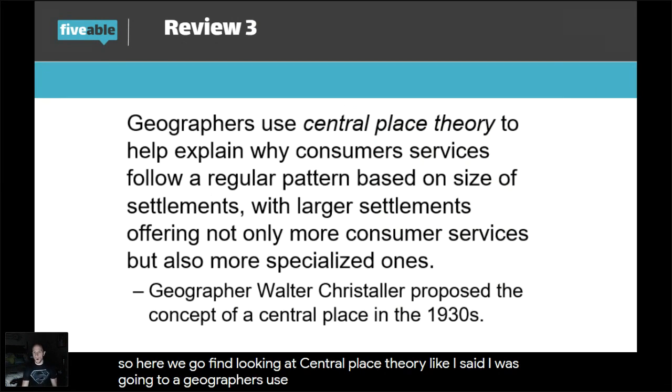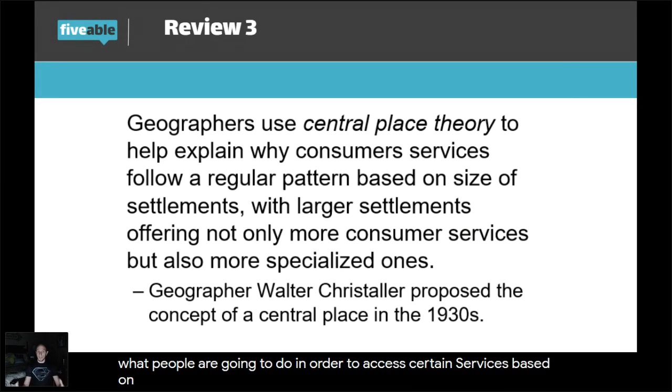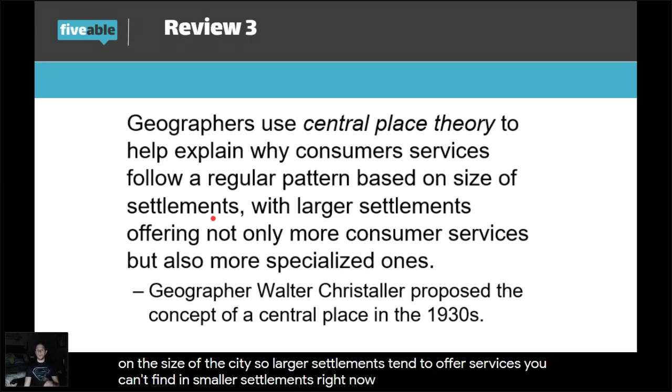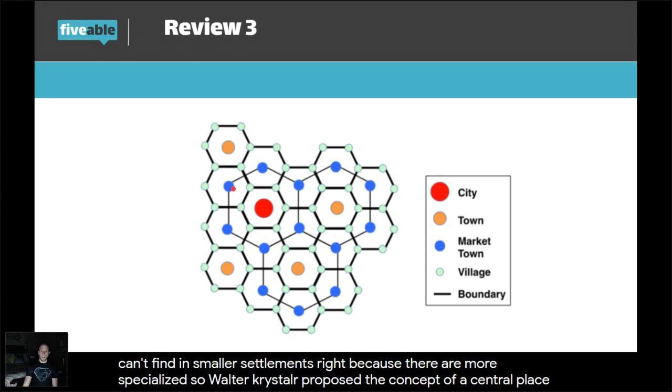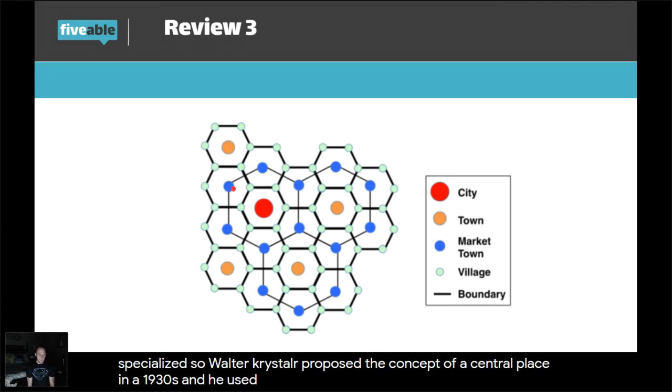Geographers use this to help them understand what people are going to do in order to access certain services based on the size of the city. Larger settlements tend to offer services you can't find in smaller settlements, because they're more specialized. Walter Christaller proposed the concept of a central place in the 1930s, and he used hexagons to do it. I mean, it's a model, right? You're not going to see hexagons on the world map.